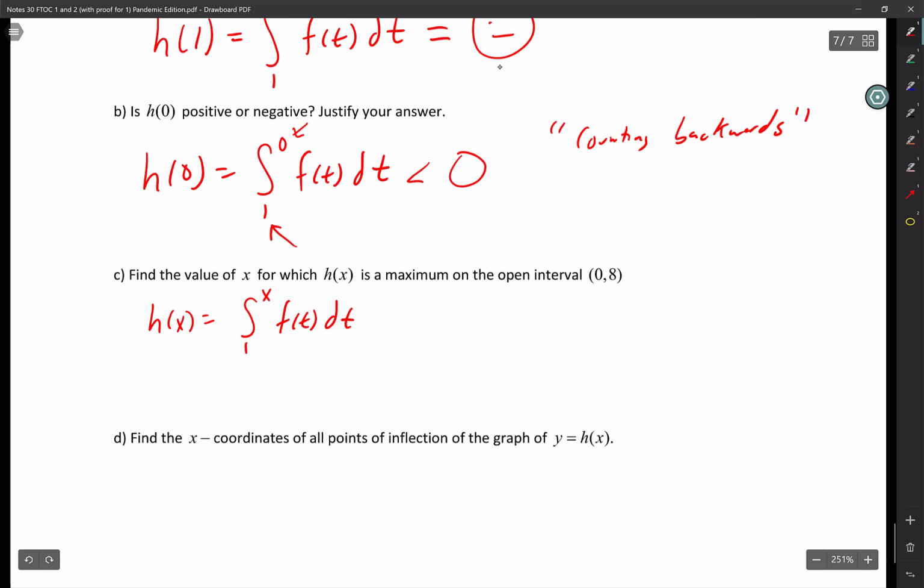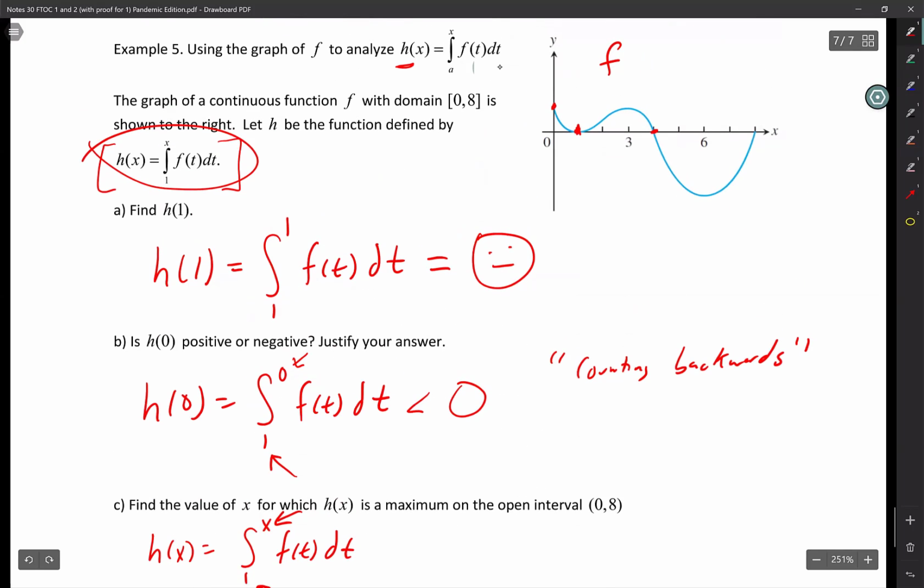I'm going to take my derivative. Do I have a constant in the bottom? Yes. Do I have a variable at the top? Yes. Perfect. H prime of x equals f of x. Oops, that x looks like a t. There it is. This graph is f, which means it is also h prime. So now you can go up there and call that h prime.